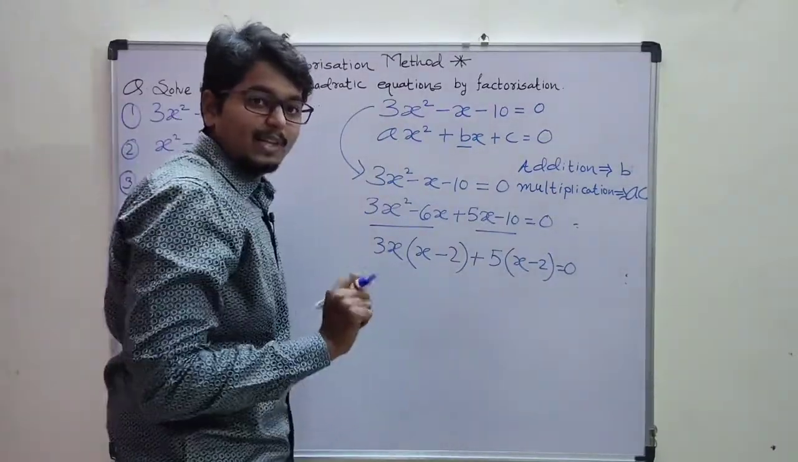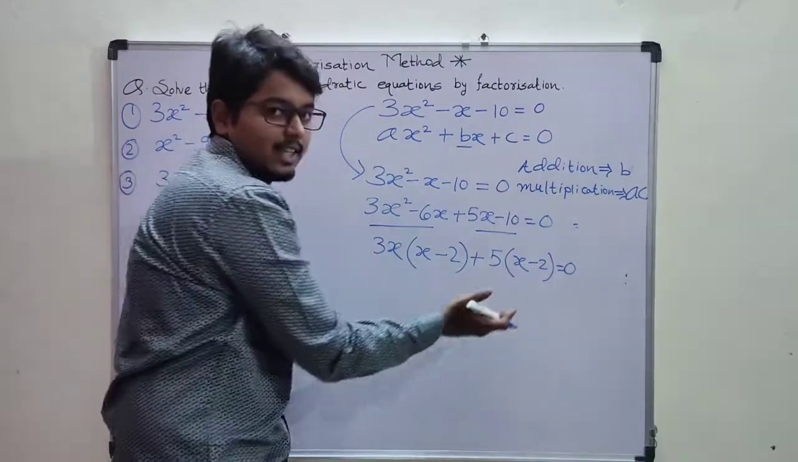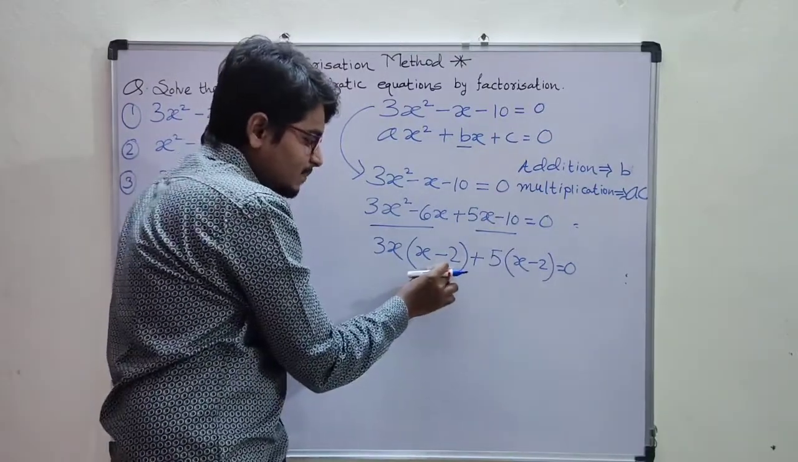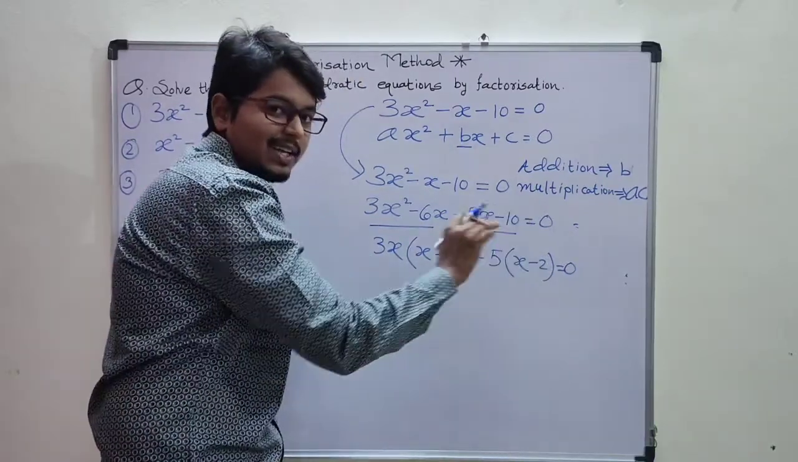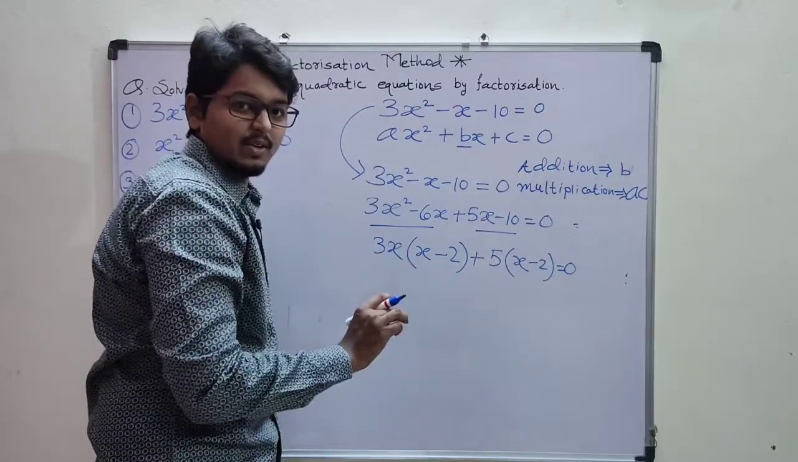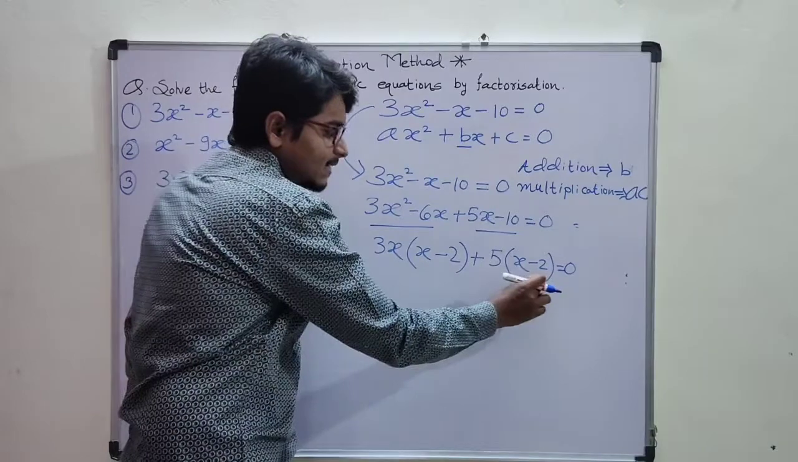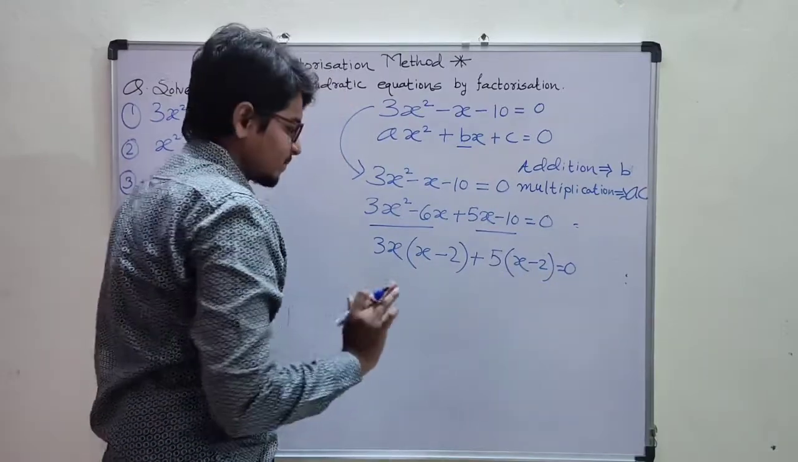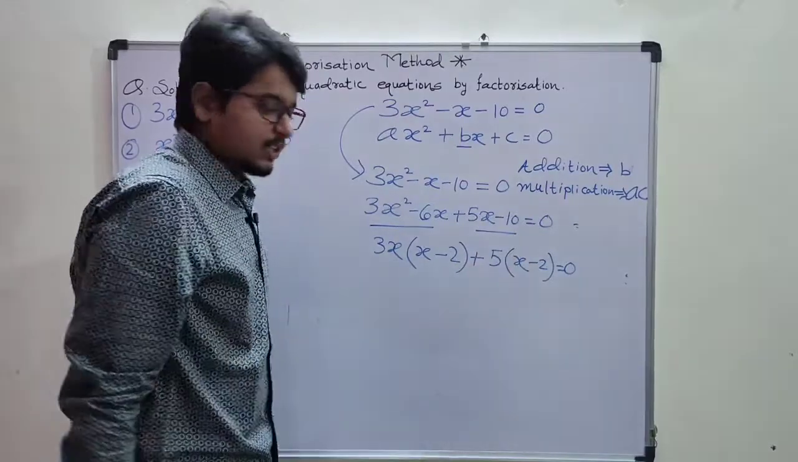Now one thing remember always, this bracket and this bracket are the same. If here x minus 2 is coming and here x minus 3 or any other number is coming, then there is some mistake. So remember always this bracket and this one are always the same. So 3x into x minus 2 plus 5 into x minus 2 equal to 0.